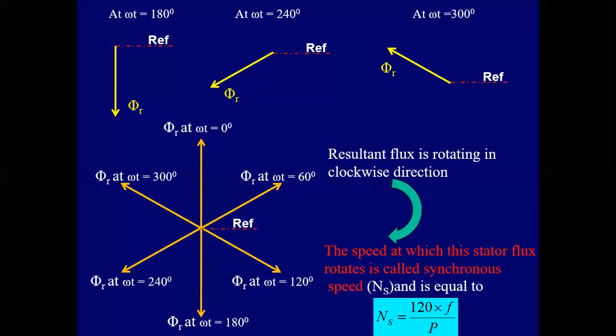In the DC motor you have the terminology of armature winding and field winding. But in the induction motor we don't have such terminology. We have stator winding and rotor winding. Just remember that.